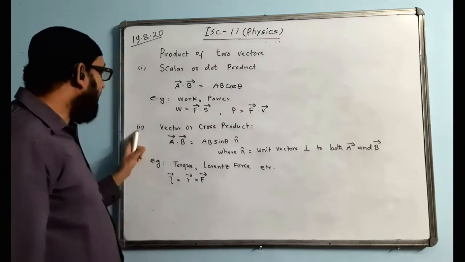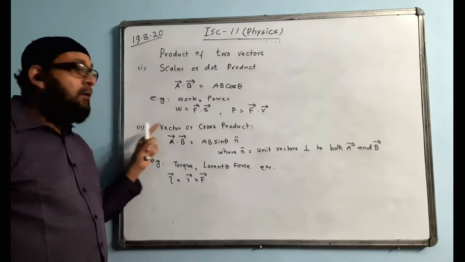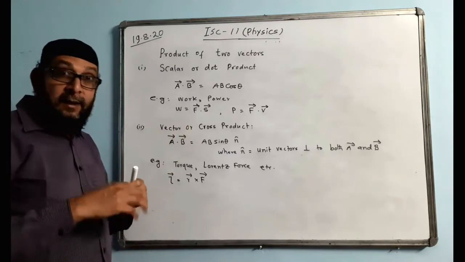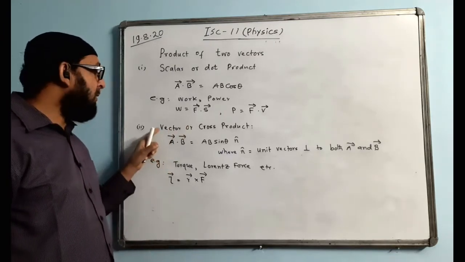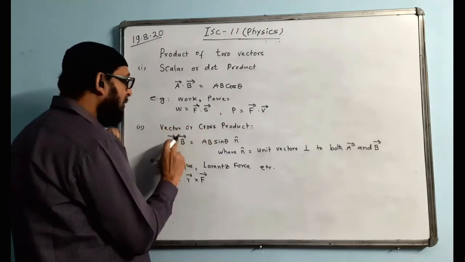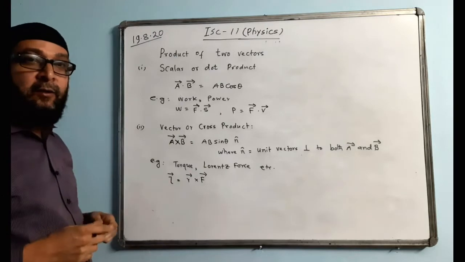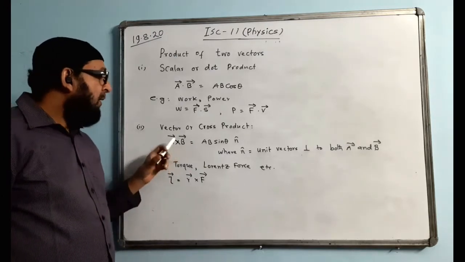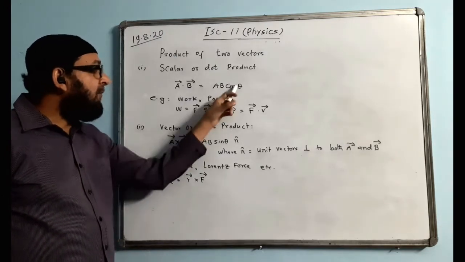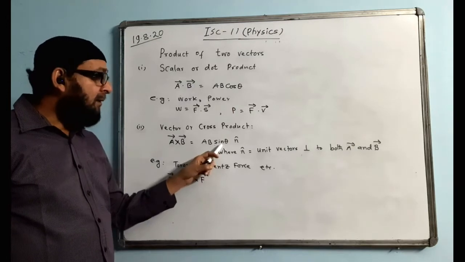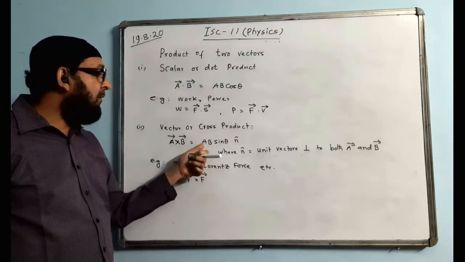Similarly, what is vector product? When the product of two vectors results in another vector, then such a product is called vector or cross product, and we write that as A cross B. And A cross B formula will be written with sine, not with cos but sin. So AB sin theta. What is the meaning of A?